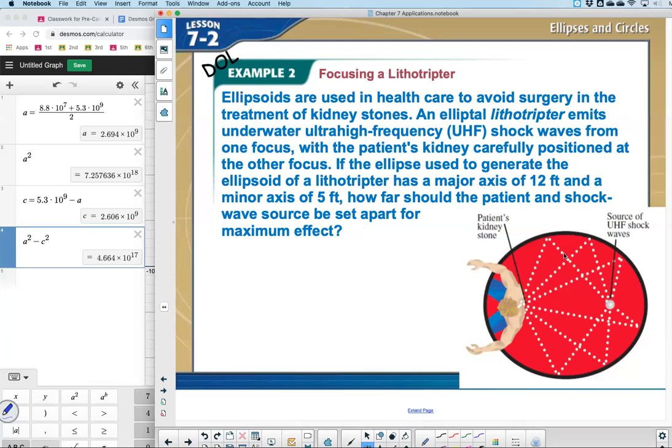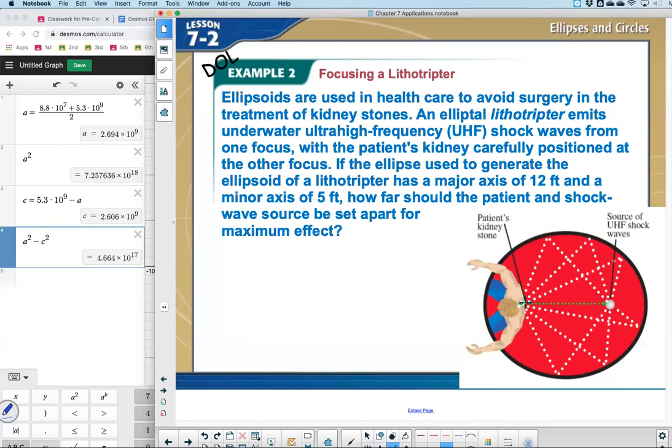As a reminder, the way an ellipsoid works is if something is emitted from one focus, no matter which path it takes, when it hits the wall, it'll reflect to the other focus. So what they are asking you to find is how far apart these two foci should be separated, or this person's kidney from the source. That is the length from one focus to the second focus.